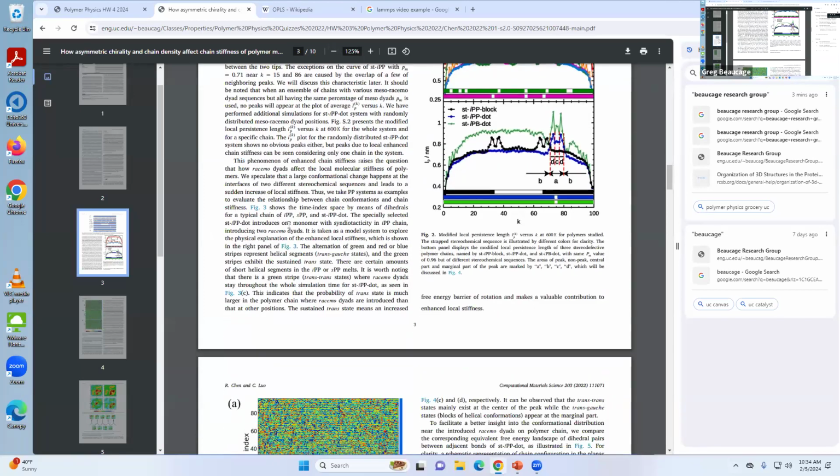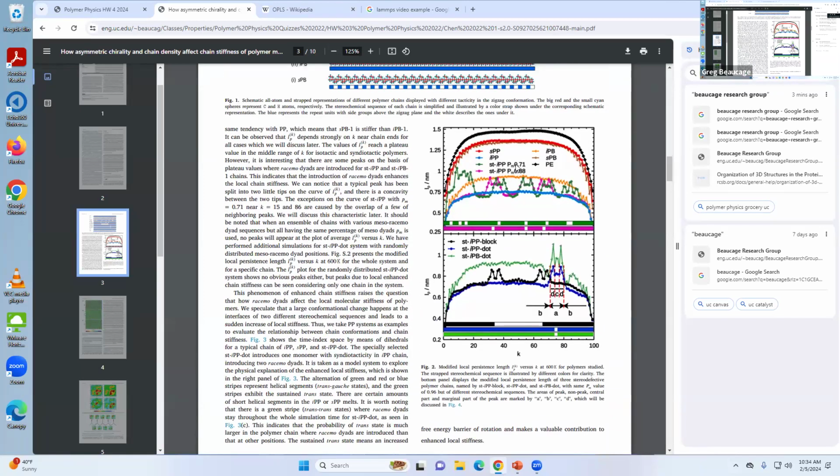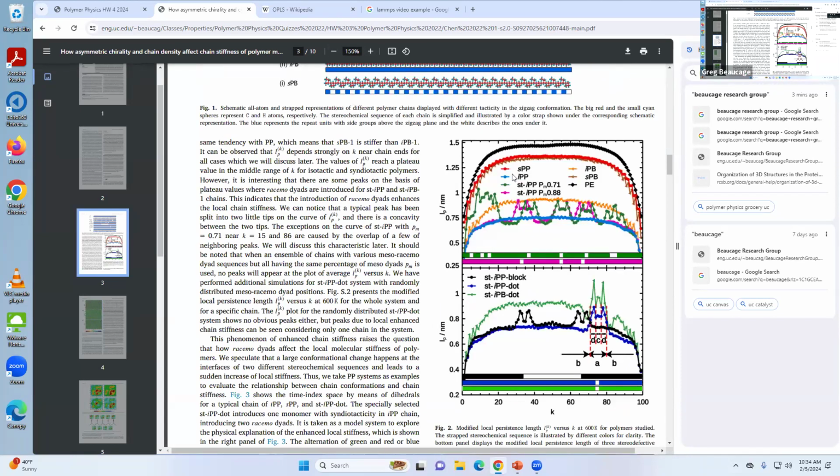Figure 1, figure 2. These have to do with syndiotactic polypropylene, isotactic, you mean these labels, right? Yes, but on the second graph where it is the block and the dot. That's when he puts in the one unit that flips it. That's the dot. And the block means it's a block copolymer.